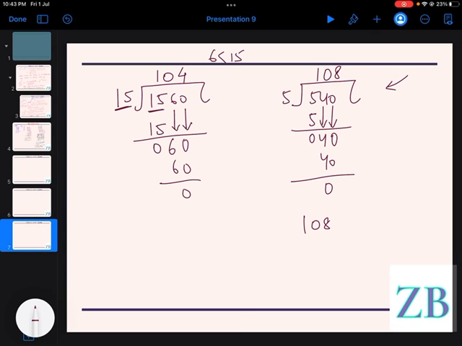Mostly the mistakes happen in these types of questions. Other than that, division is easy. I'll give you more questions in the class while we do practice. Meanwhile, you can revisit this any number of times so that you have the concept edged in your mind.